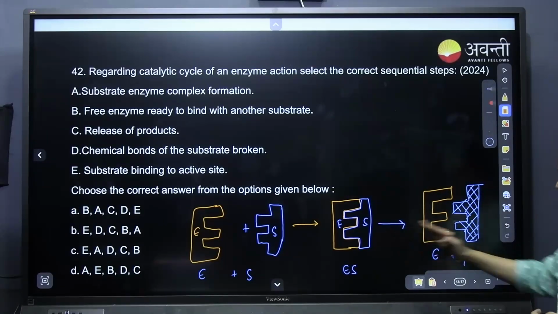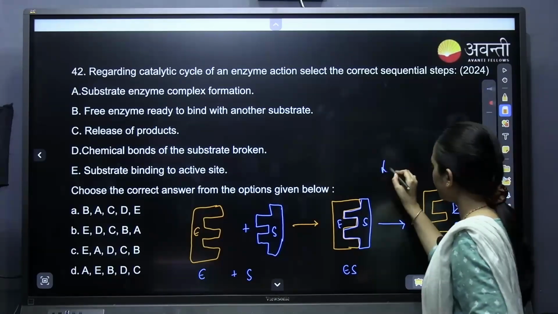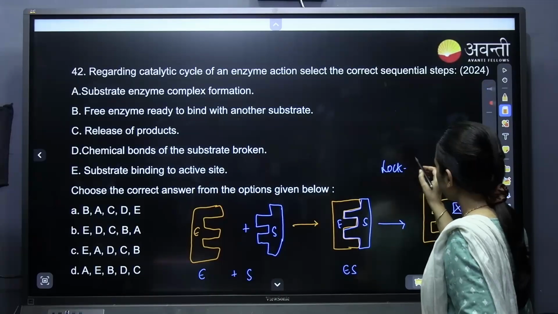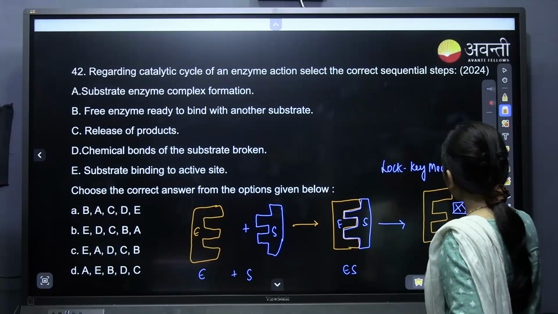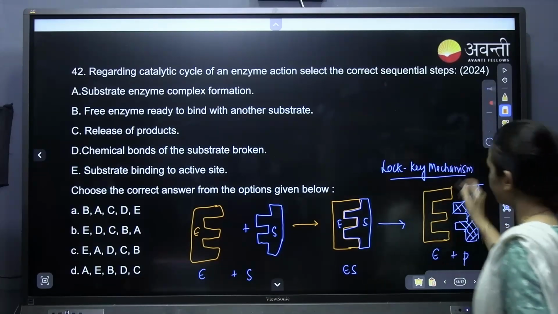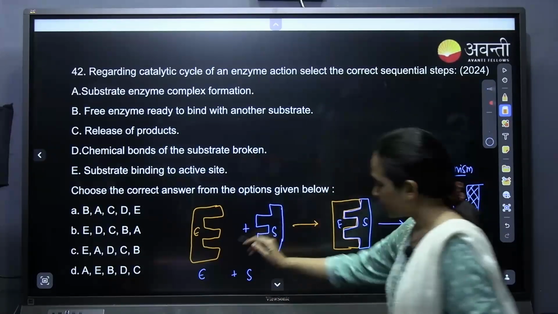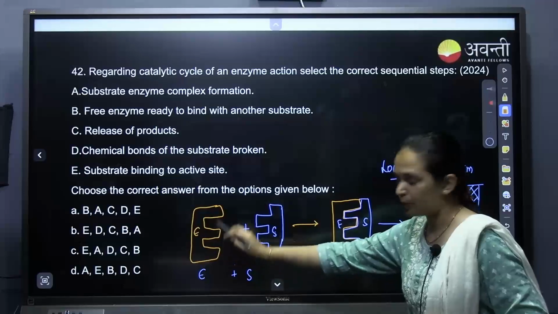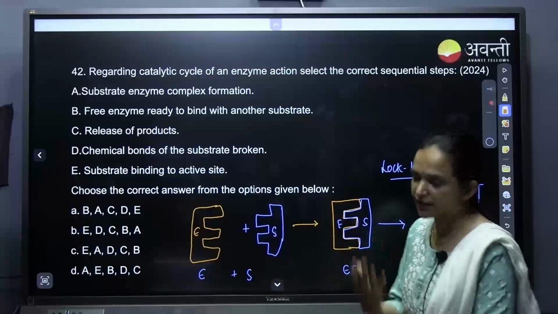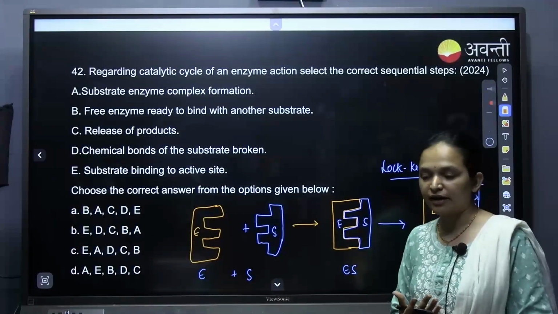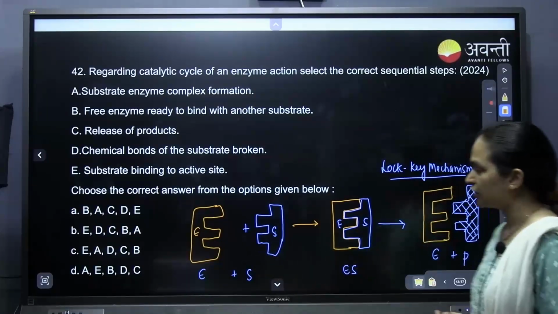Got it? So this is the enzyme substrate reaction, or else you can call it the lock and key mechanism. For a particular lock you need a particular key. In the same way, for a particular substrate you need a particular enzyme. It's not like any substrate can react with any enzyme, or any enzyme can convert any substrate into product. It is not like that. It's a particular thing, that is the enzyme substrate reaction.